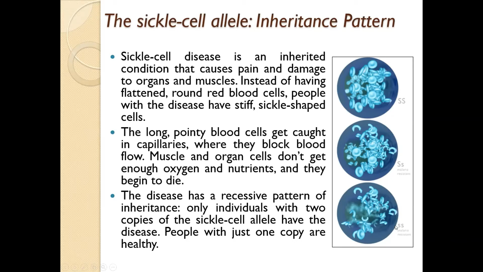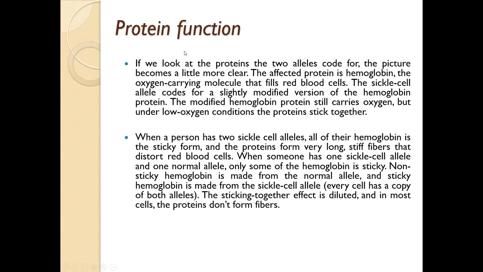So that means if an individual has both alleles, they get the sickle cell disease, and the severity will be much higher if they have both of the sickle cell alleles. If we look at the proteins the two alleles code for, the picture becomes a little more clear.